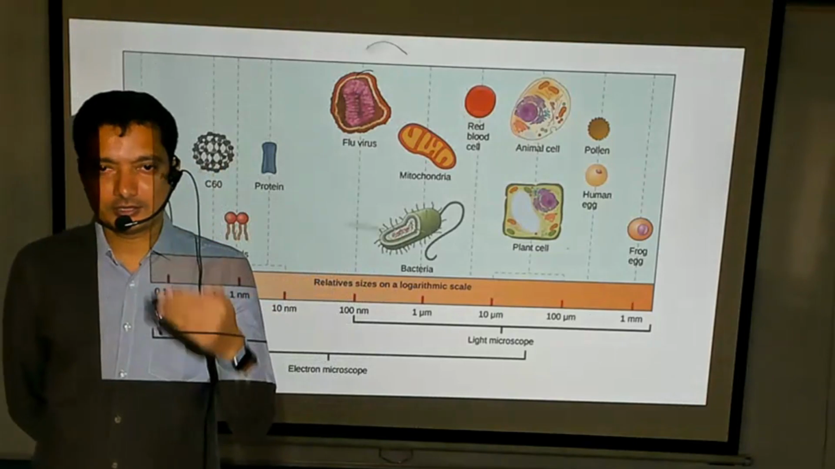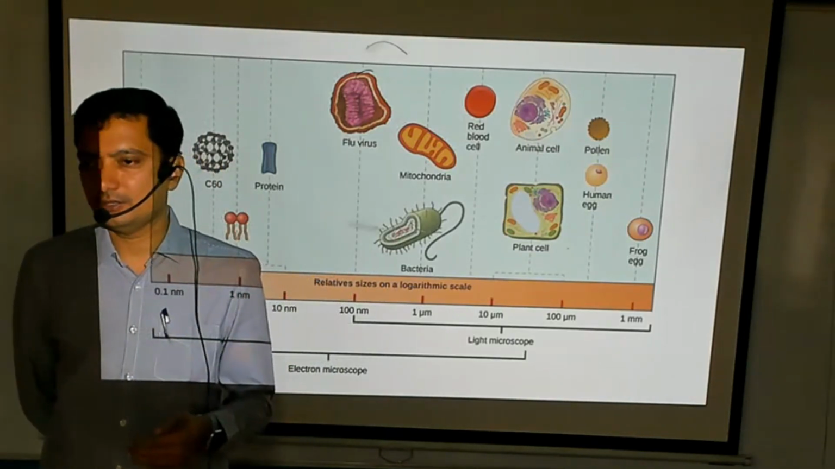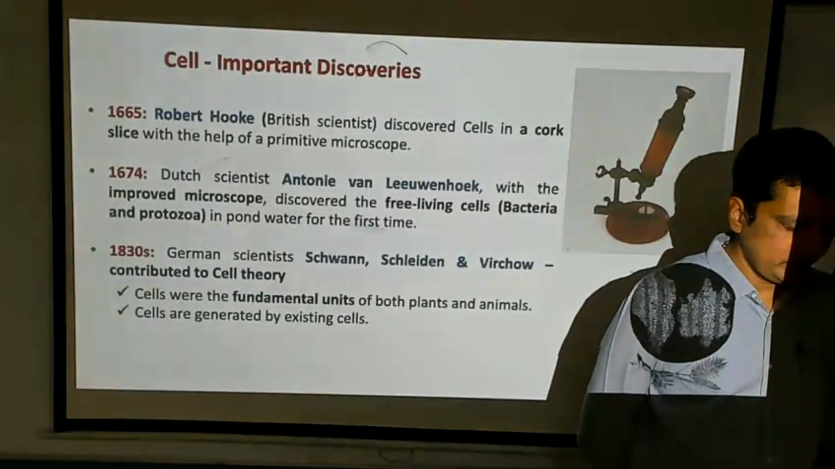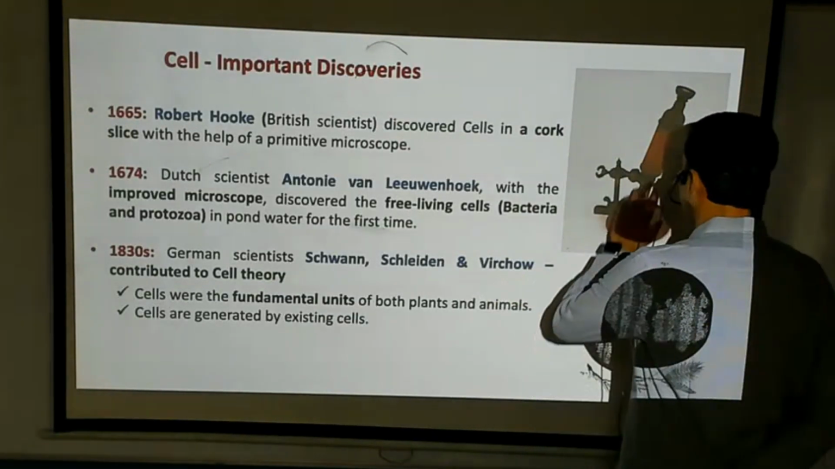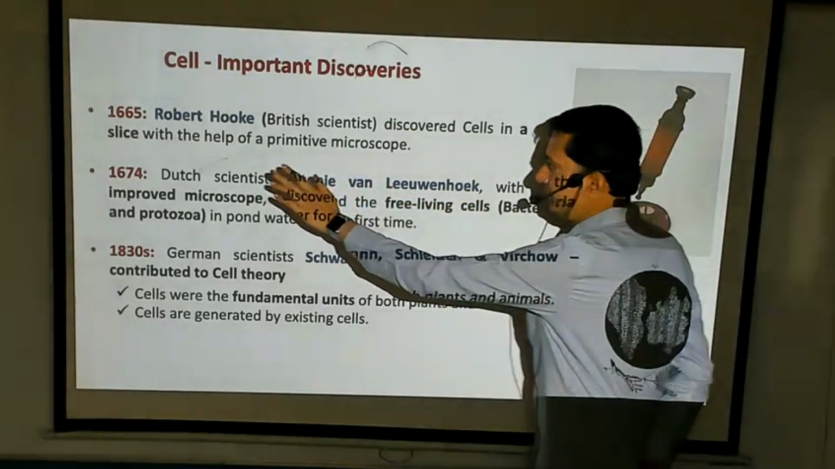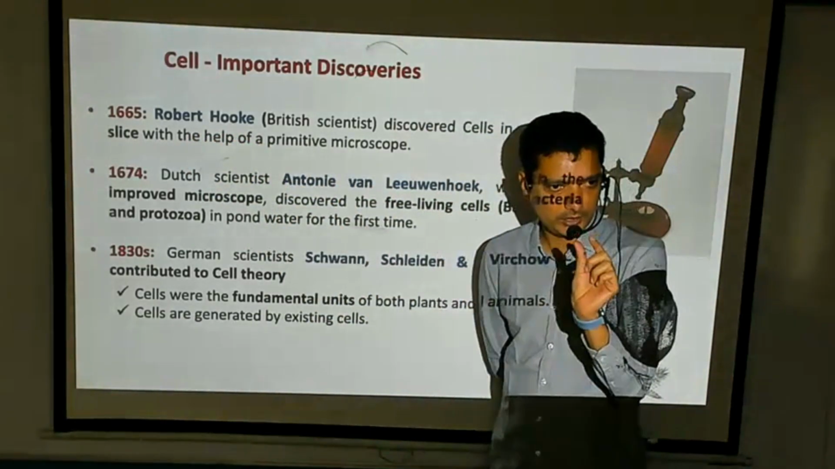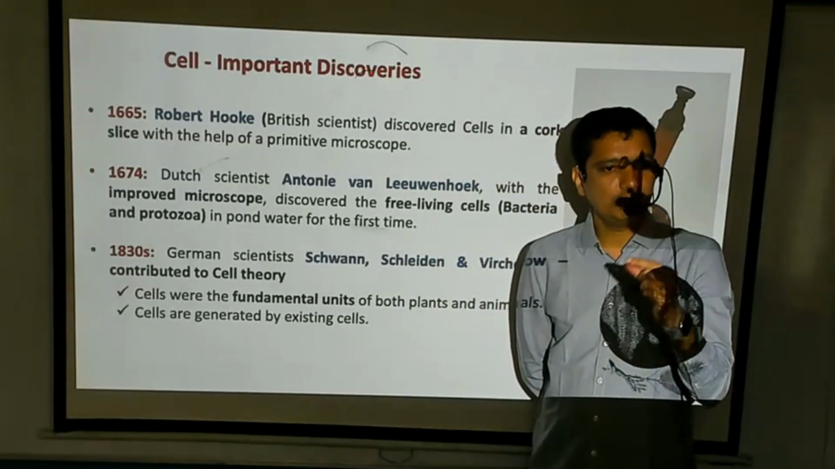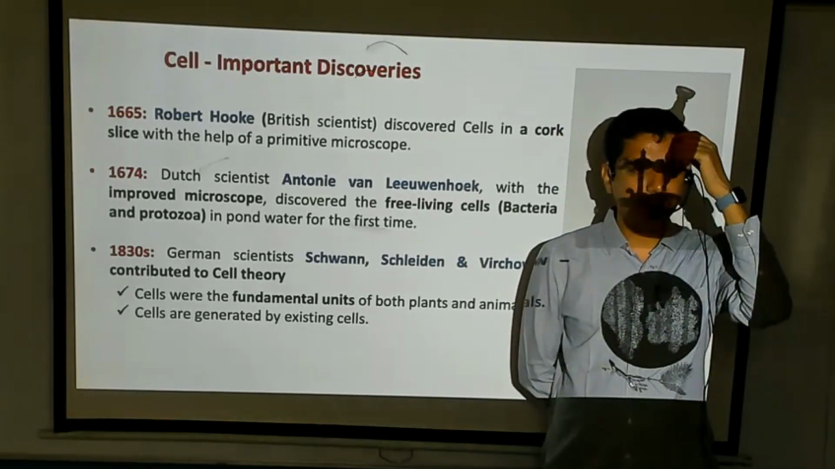So the cell was first discovered by Robert Hooke, an English, British scientist, in 1665, using a very simple, very primitive microscope. Please make a note of this. Robert Hooke using something like this, a very primitive microscope. In 1665, for the first time, in a dead cork cell, he started observing this under a microscope that he constructed. That was in 1665.